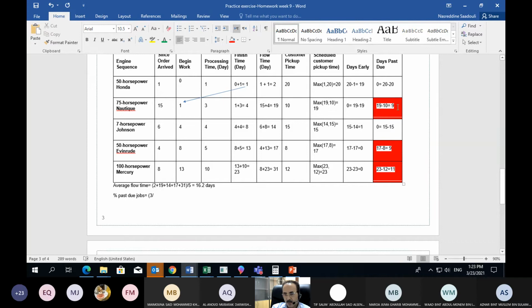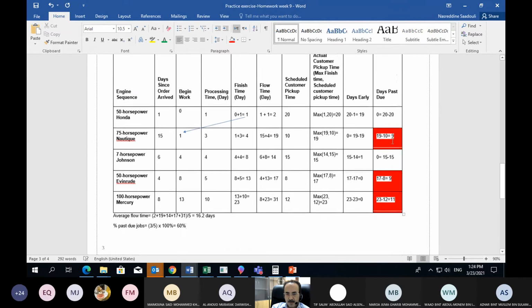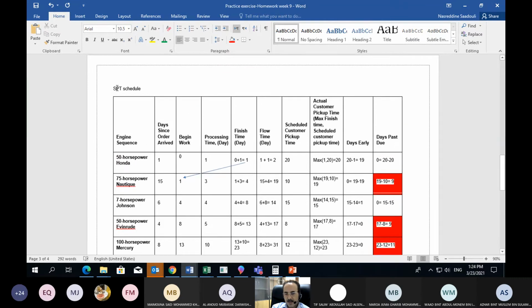So it is 3 divided by, why 3? Because I have 3 past due jobs, divided by the total number of jobs, which is 5, multiplied by 100% to have it as a percentage. And this gives us 60%. That's it. This is for the first sequencing rule, the SPT schedule.